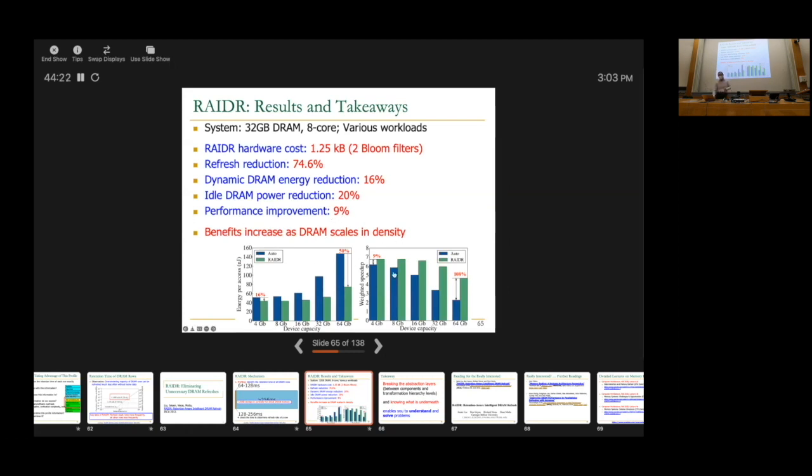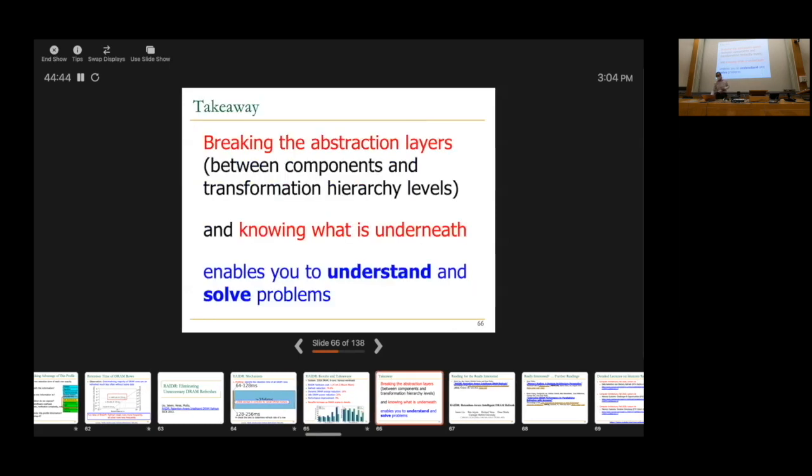And benefits actually increase as DRAM scales in density. You can watch this. But for example, in future DRAM, the benefits are much higher. The energy reduction is 50%. The performance improvement is almost 100%. Because future DRAM is a much bigger problem. These results that I show you over here are today's DRAM. But we always design for the future. 10 years down the road, what is the impact of an idea, right? 10 years down the road, the impact is much bigger.